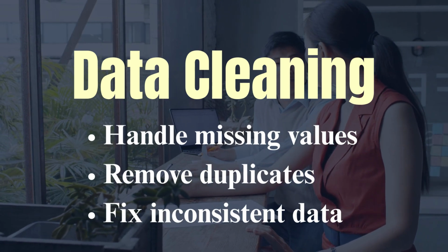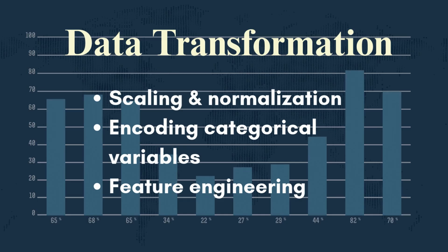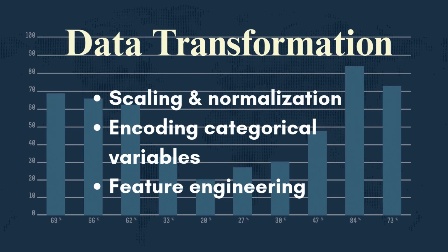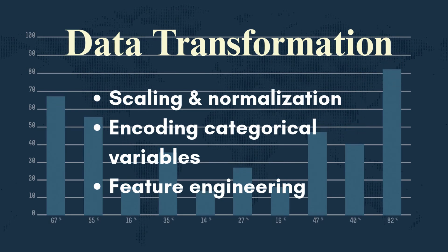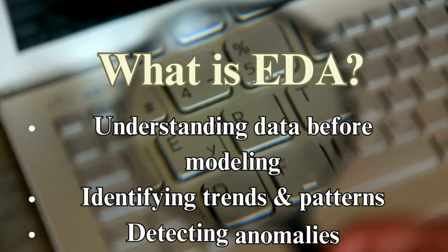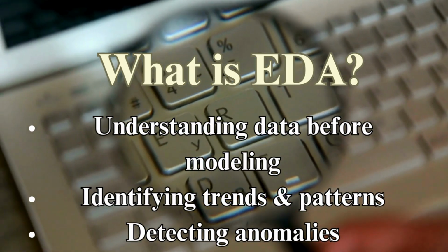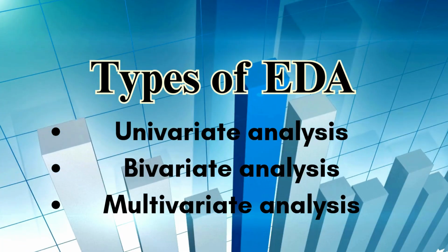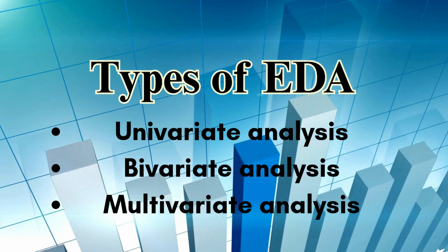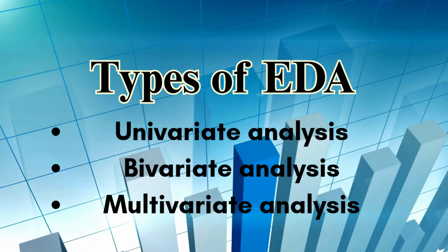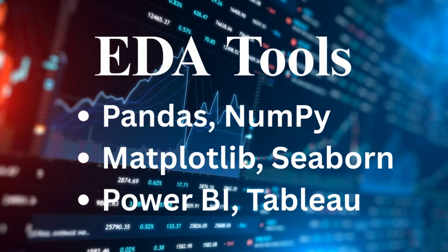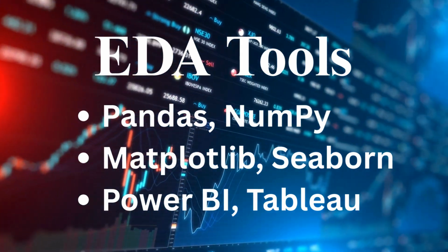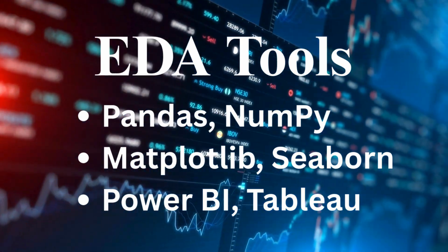Steps in data preprocessing. Data preprocessing involves 4 main steps: collecting the right data, cleaning it, transforming it, and sometimes reducing dimensions for efficiency. Data cleaning. Data cleaning focuses on handling missing values, removing duplicates, and correcting inconsistencies in the dataset. Data transformation. Transformation includes scaling numbers to a uniform range, encoding categories into numbers, and creating new features to improve model performance.